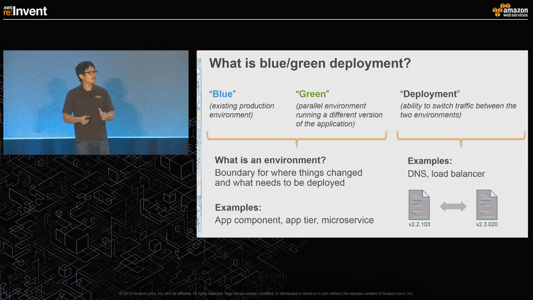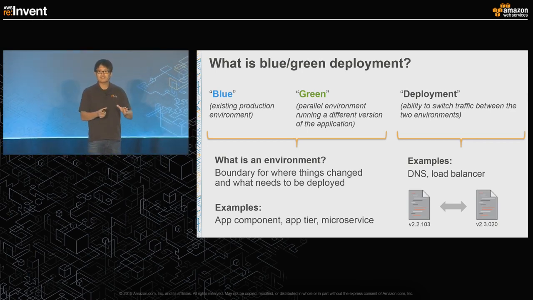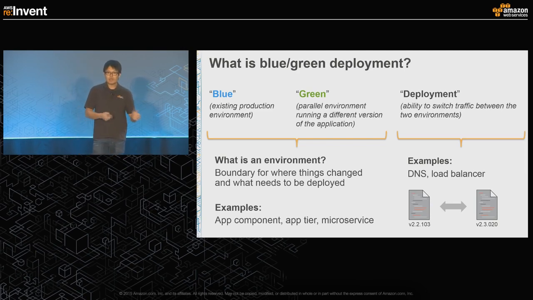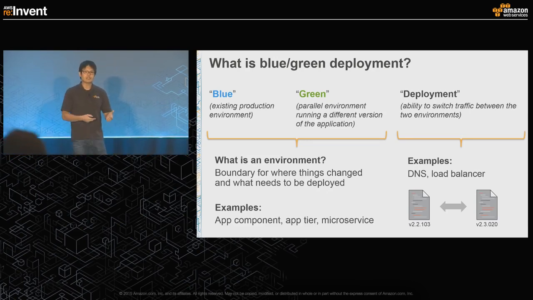So the idea behind blue-green is simple. You have your blue environment, which is your production environment carrying live traffic. And in parallel, what we're going to do is provision this green environment, which is identical in nature, only it's running a different version of your code. The deployment aspect is simply being able to route your production traffic from the blue environment to the green environment. And if you encounter any issues along the way, you have the ability to roll back quickly and easily.